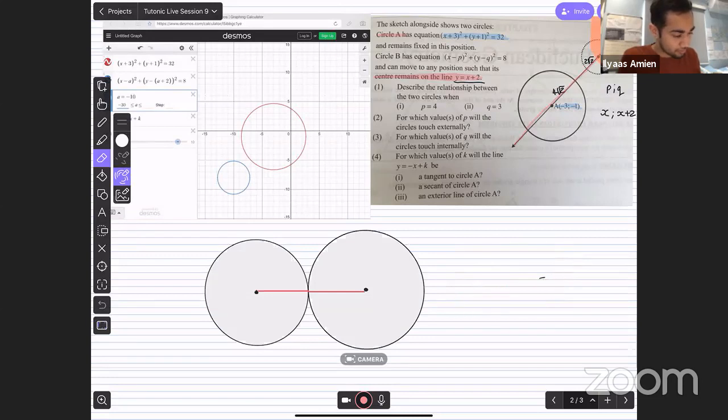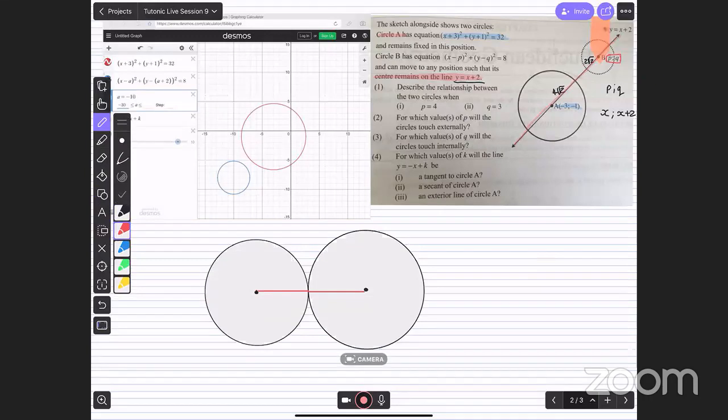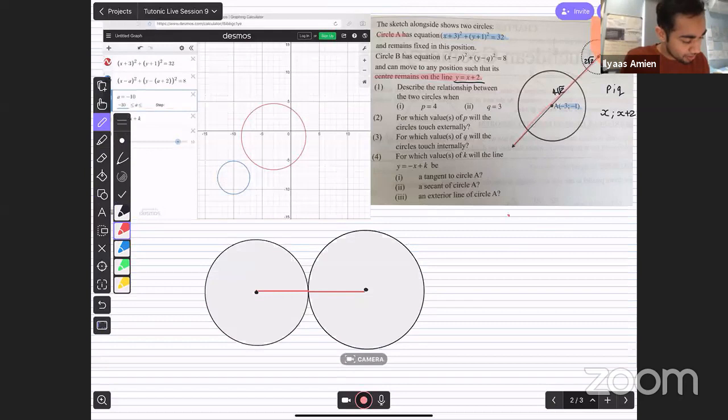Okay. So what's the sum of their radii? Here are the radii. It's 4 root 2 and 2 root 2. What's 4 root 2 plus 2 root 2? 6 root 2. Okay, so the sum of the radii is 6 root 2.